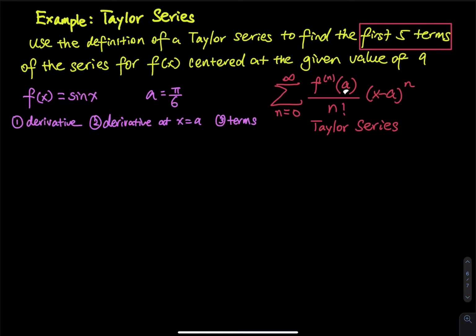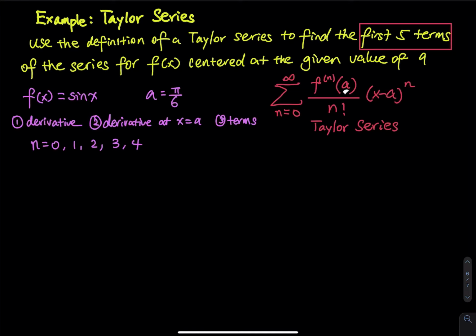So first of all, we need to do three things for the work in order to build the Taylor polynomial. The first one is the derivative. The second one is you have to plug in x equals a, and then the third is you have to summarize the terms. Since I need to use the first five terms, that means n is equal to 0, 1, 2, 3, and 4. So that gives me the first five terms. We don't need to do n equals 5 because n equals 0 is the first term.